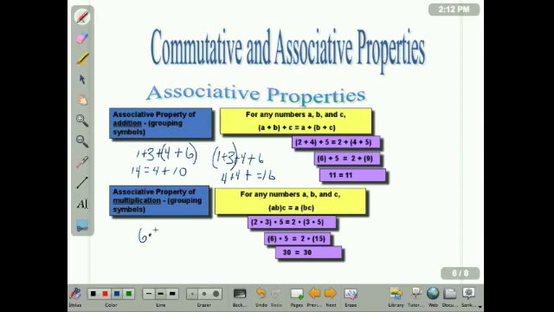6 times 2 times 3, and if I decide I want to put grouping symbols around this, I get 6 times 6 is 36. And if I group them differently, I should still get the same value. This time I'm going to group these two together. 6 times 2 is 12. Times 3 still gets me 36.